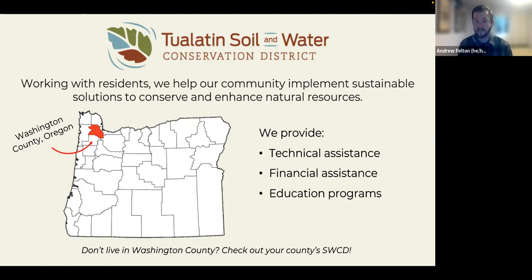Projects like installing a rain cistern or installing a naturescaping garden. We are able to help augment some of the funding because these things can be expensive, and we really want to make them as easy to do for our communities as possible.